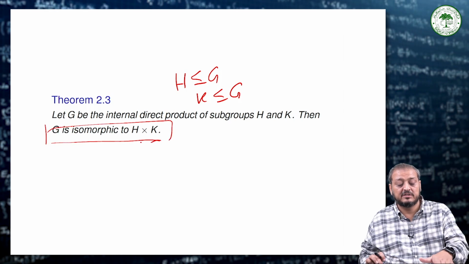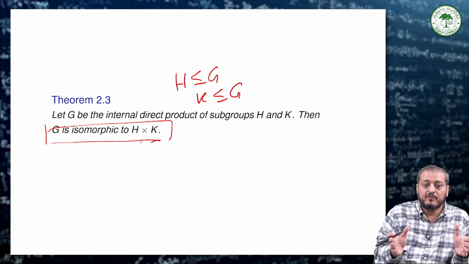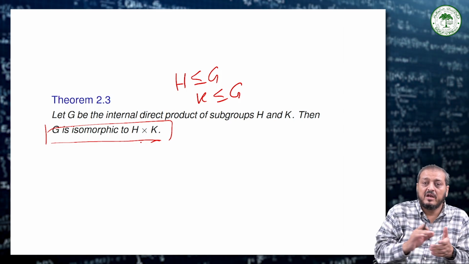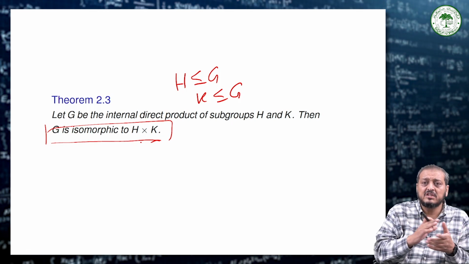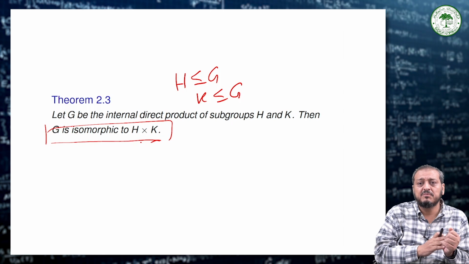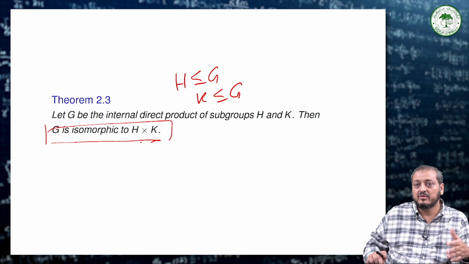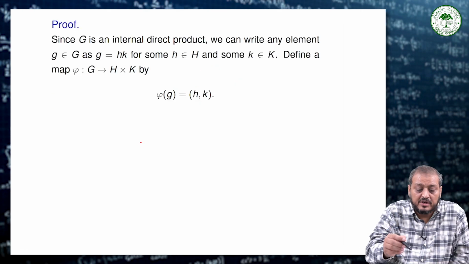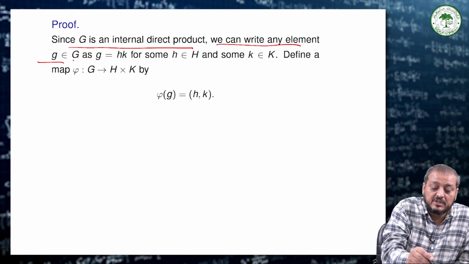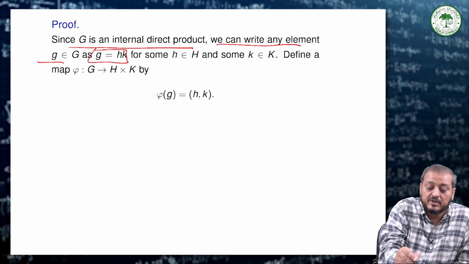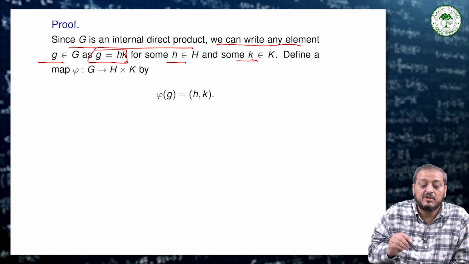We have to show that G is isomorphic to H cross K, which means we have to define a map from G to H cross K, and we have to show that the map is a bijective homomorphism, and also that whatever map we define, it should be well defined. So first we take G to be an internal direct product. Any element of G has a unique representation G equal to HK, where h is an element of H and k is an element of K.